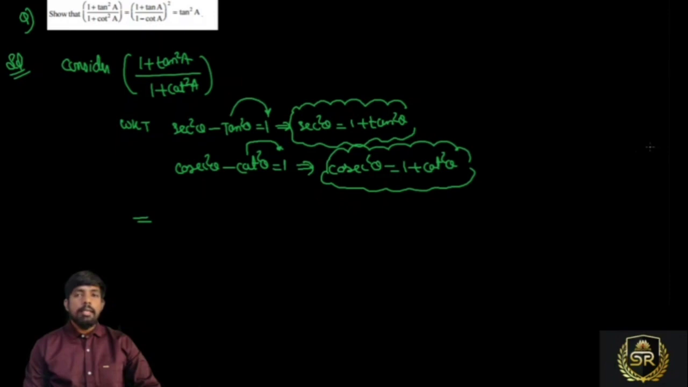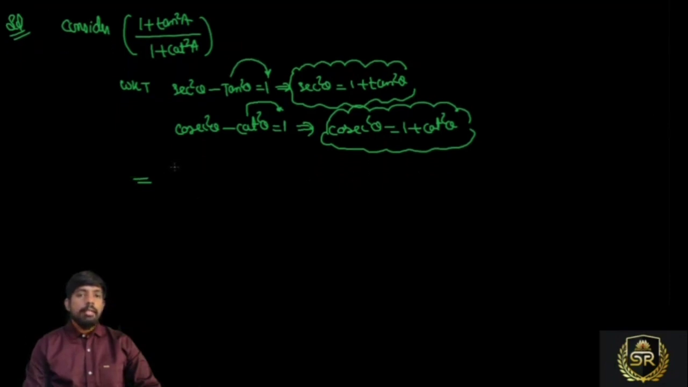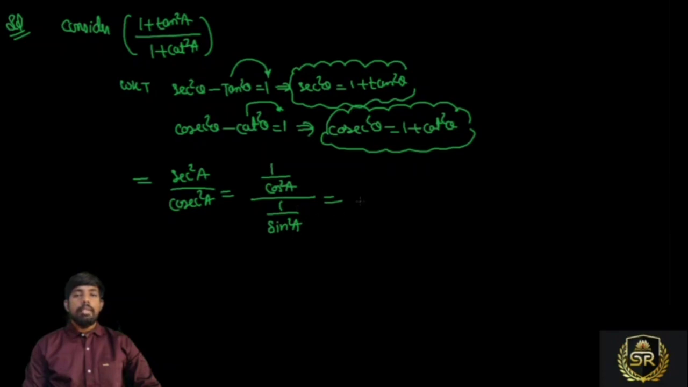In the place of 1 plus tan square a, I can write secant square a by, in the place of 1 plus cot square, I can write cosecant square a. From here, secant square we can write 1 by cos square a, by this is 1 by sin square a. Now we can write the denominator to the numerator. This sin square comes to the numerator, sin square a by cos square a. Therefore this 1 comes to the denominator.